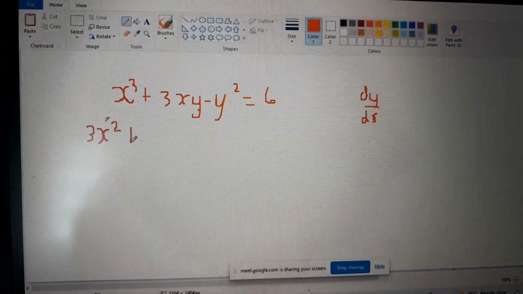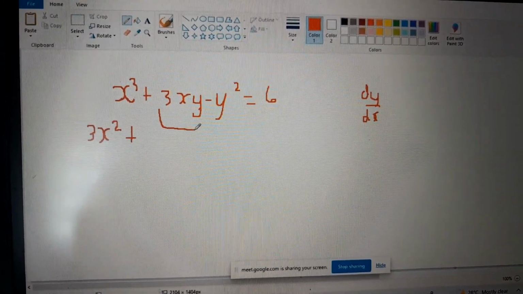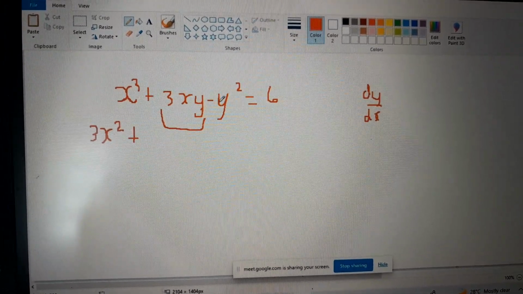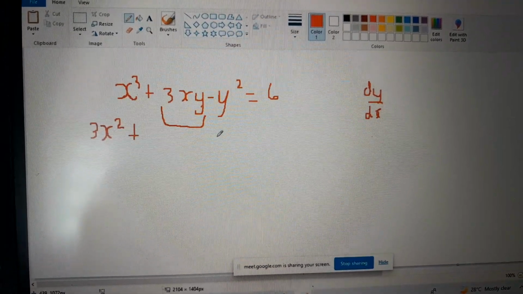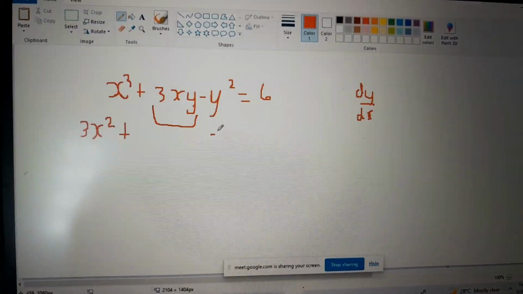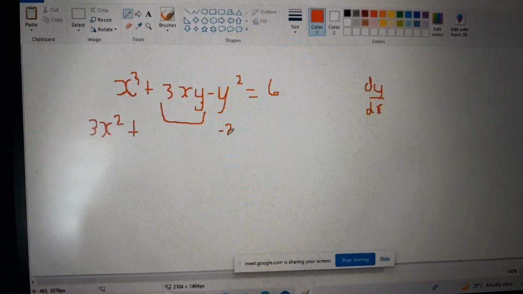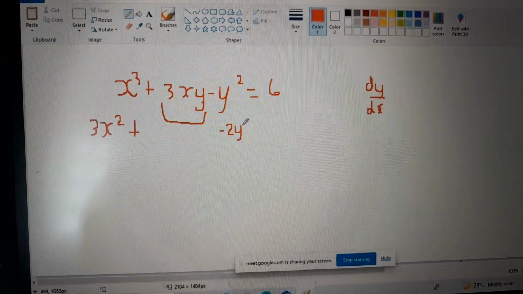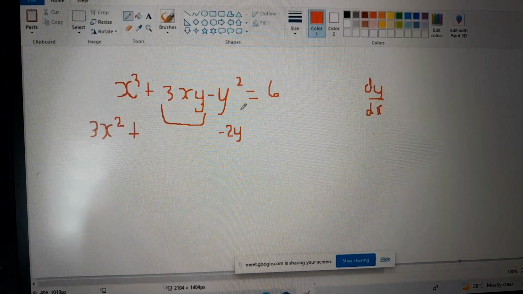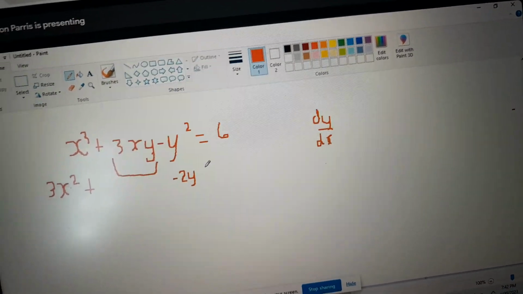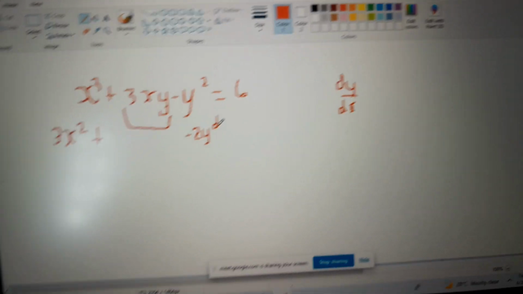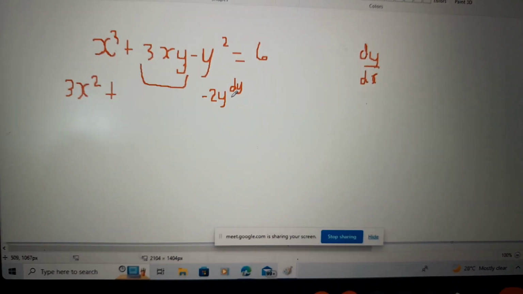All right. We'll leave out this middle part for now. So let's come to y squared. When we differentiate y squared, what do we get? 2y. So it will be minus 2y, and put dy over dx. Leave the minus. Good. dy over dx. Great.